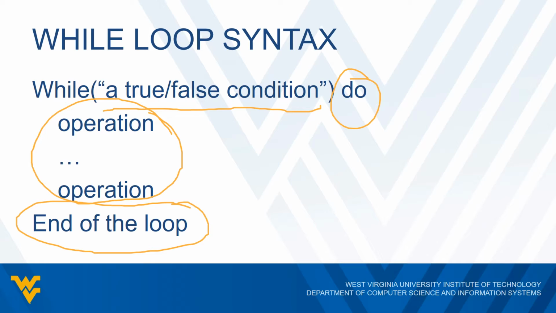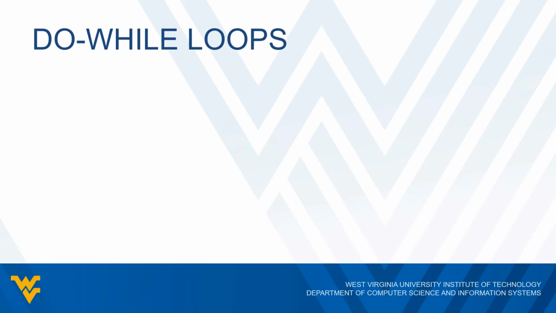And then whenever we get to the end of the loop, we go back to our while loop. And then whenever this is false, we're just going to skip past the end of the loop statement, and then we'll just continue following the instructions of the algorithm from that point.